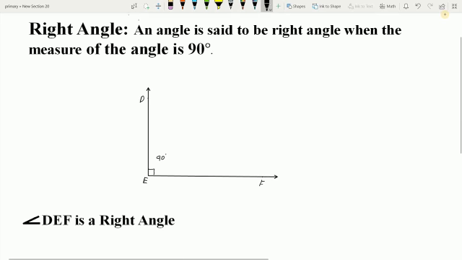Next is right angle. An angle is said to be a right angle when the measure of the angle is 90 degrees. Students, look at the figure. Here, angle DEF measures exactly 90 degrees. So, angle DEF is a right angle.